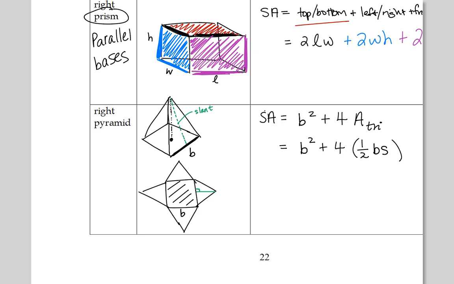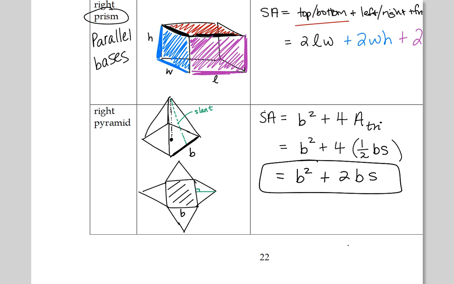BS. You guys okay with that? Maybe if it's silly like that, you'll remember it. BS. And we can simplify that if you like. What's 4 times 1/2? Good, it's half of 4 is 2, 2BS. So there's a simplified formula for the square-based pyramid.